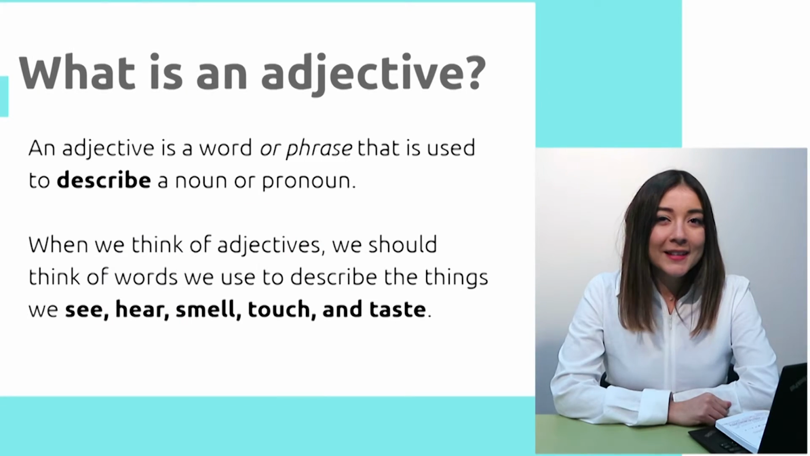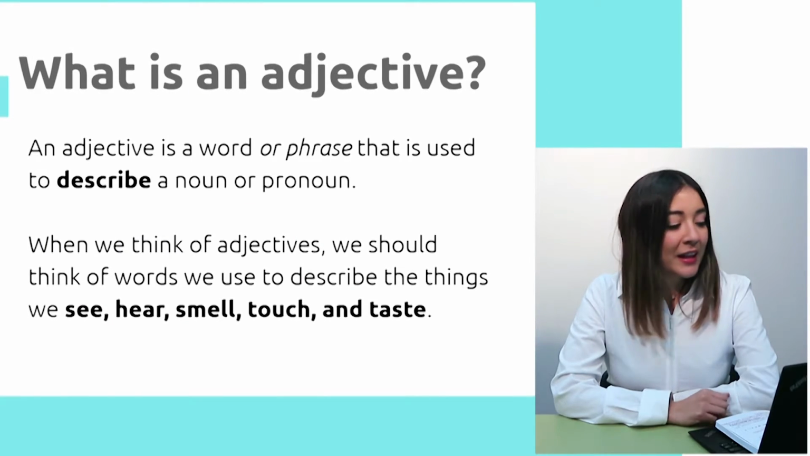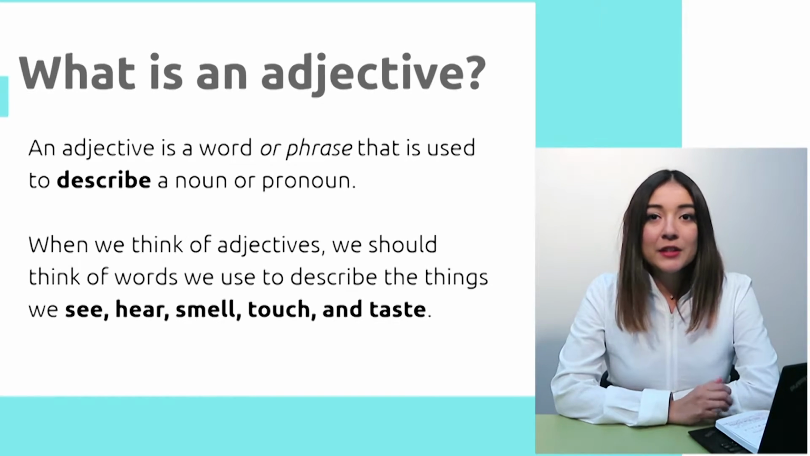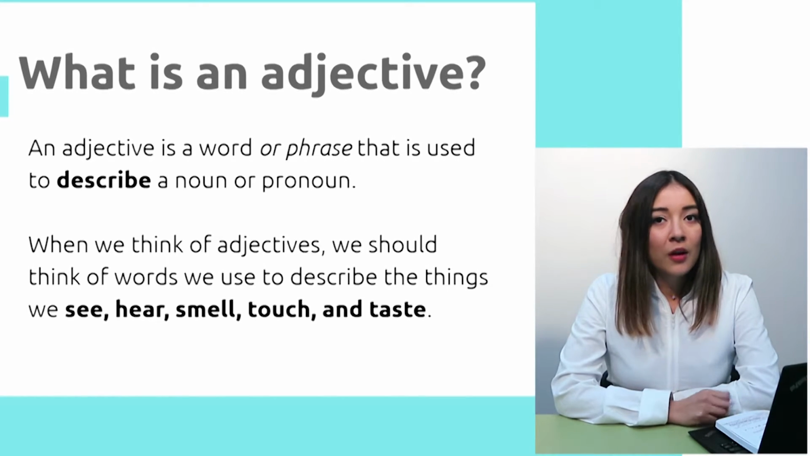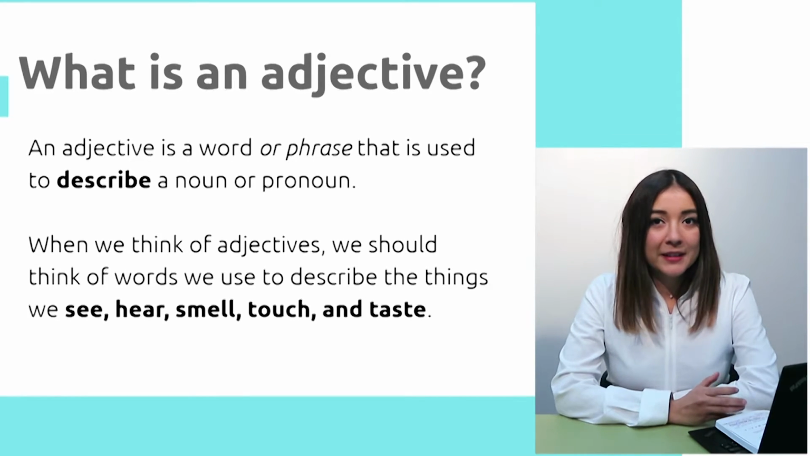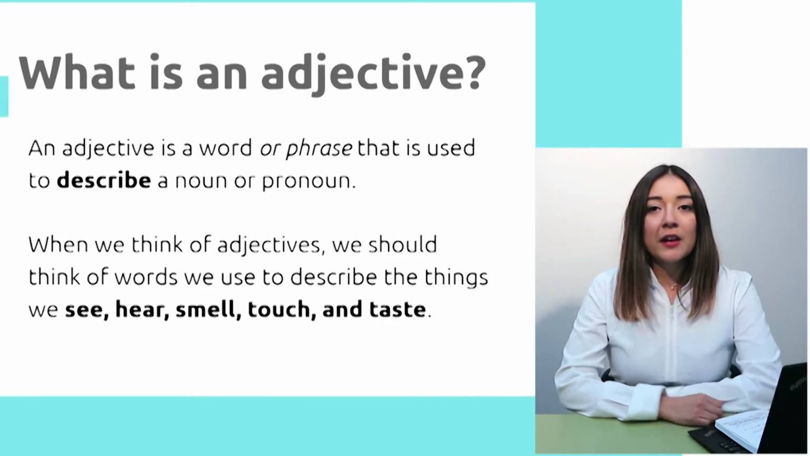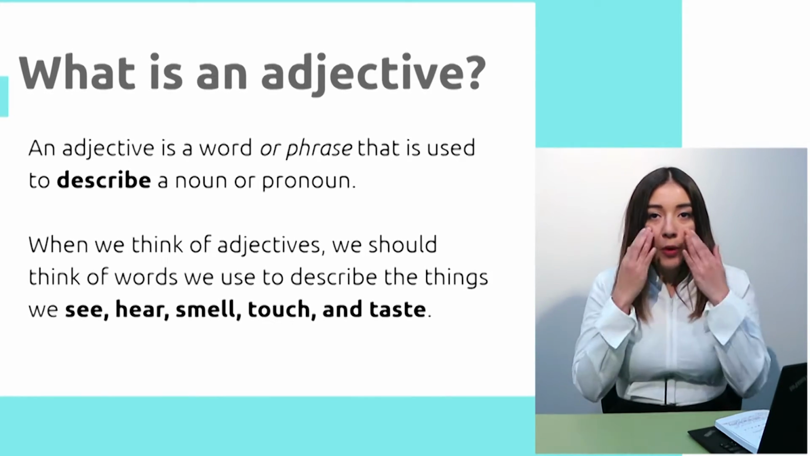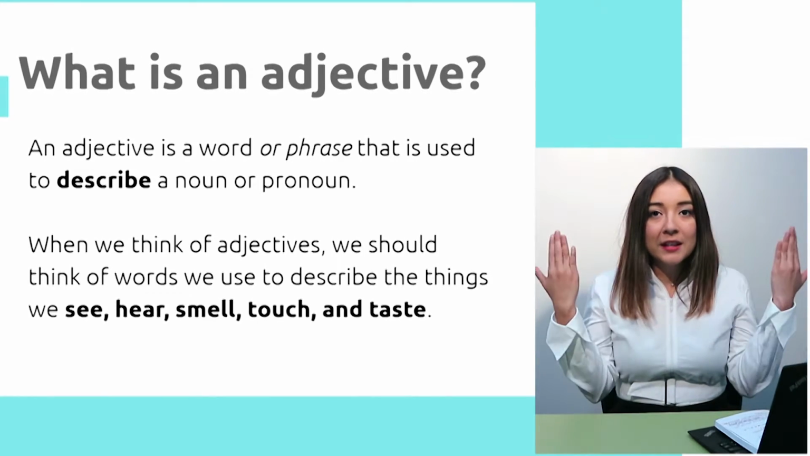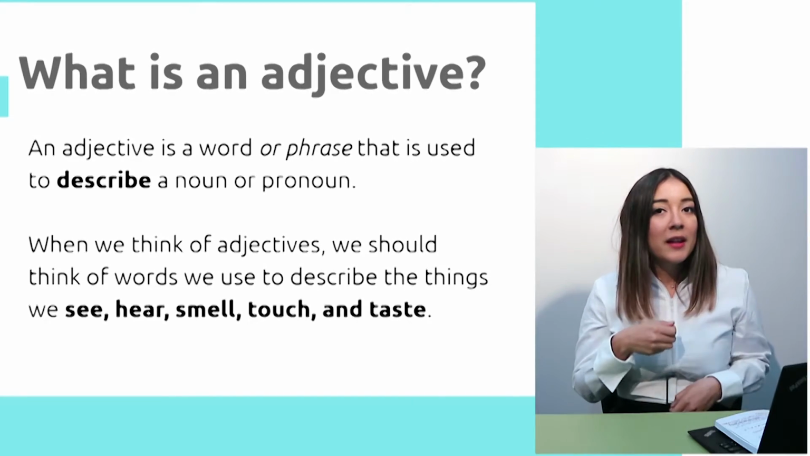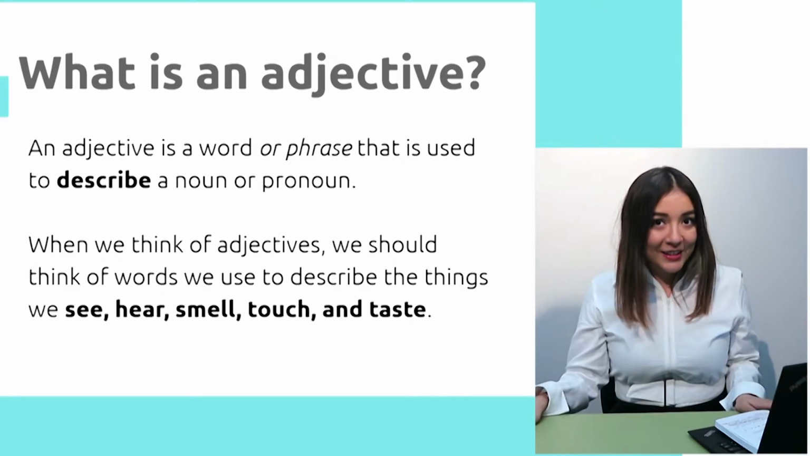So, what is an adjective? An adjective is a word or phrase that describes a noun or a pronoun. A noun is a person, place, or thing. When we think of adjectives, we should think of words that describe what we see, what we hear, what we smell, what we taste, as well as things that we can touch.